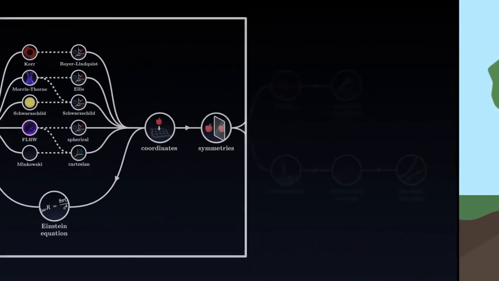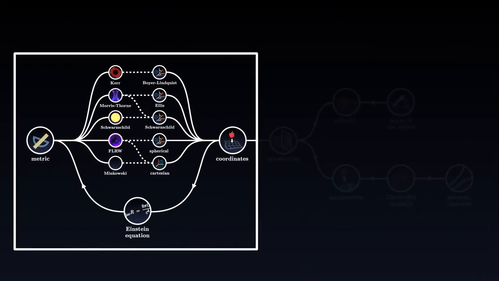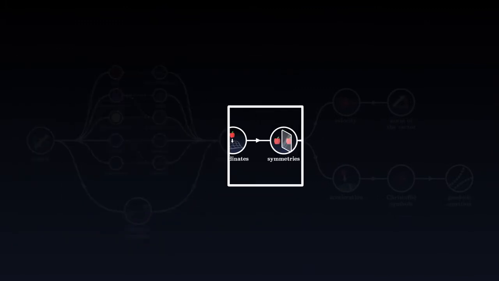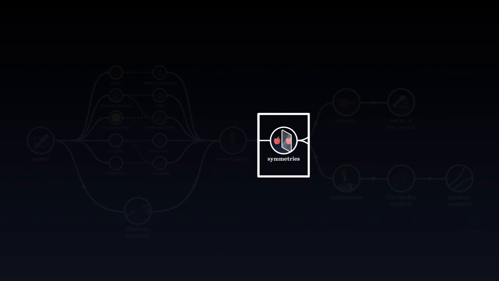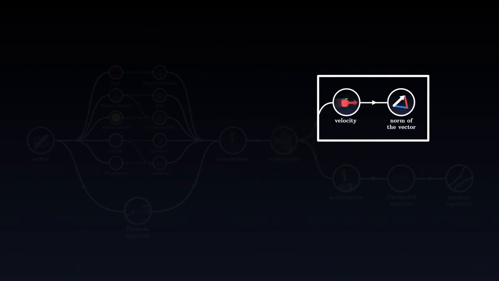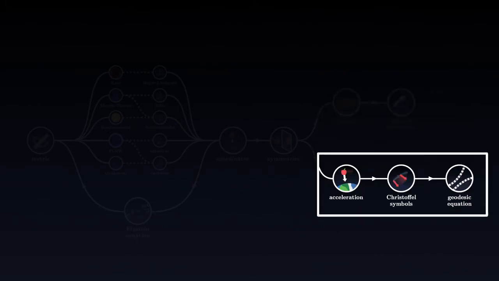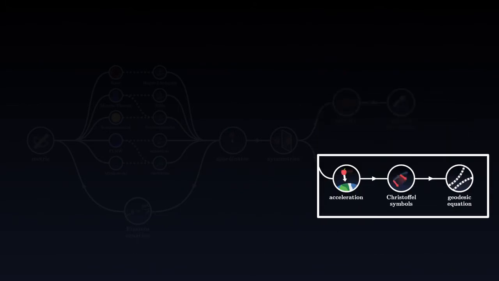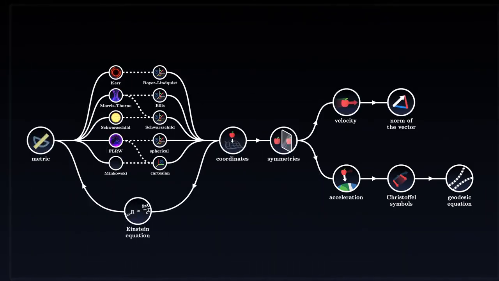To sum up, we start by choosing a space-time geometry to describe our universe. Then we reduce the number of dimensions using the symmetries of our problem. And finally, we use either the norm of the velocity to relate its different components, or the geodesic equation to determine the trajectory of an object. With this method, we will be able to solve a large number of physical problems step by step.